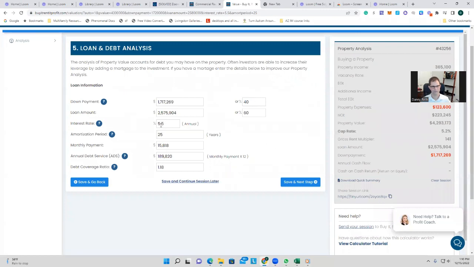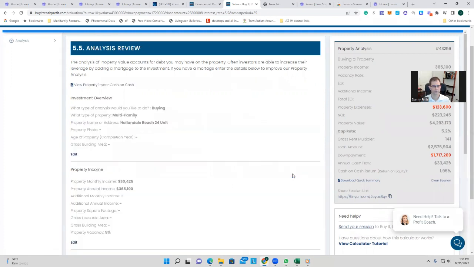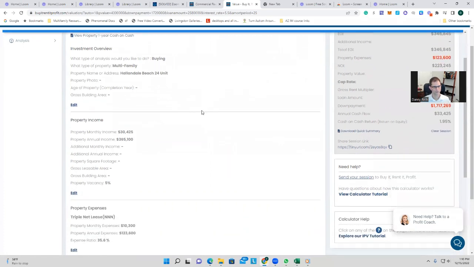Down payment of 40%, 5.5, amortized over 25 years. Probably it will be with a 5-year balloon payment, but that's something we're going to work out with the seller if we move forward with this. And then this is just kind of an overview. So it says, okay, and you can just do a quick look at, did I get my numbers in here right?